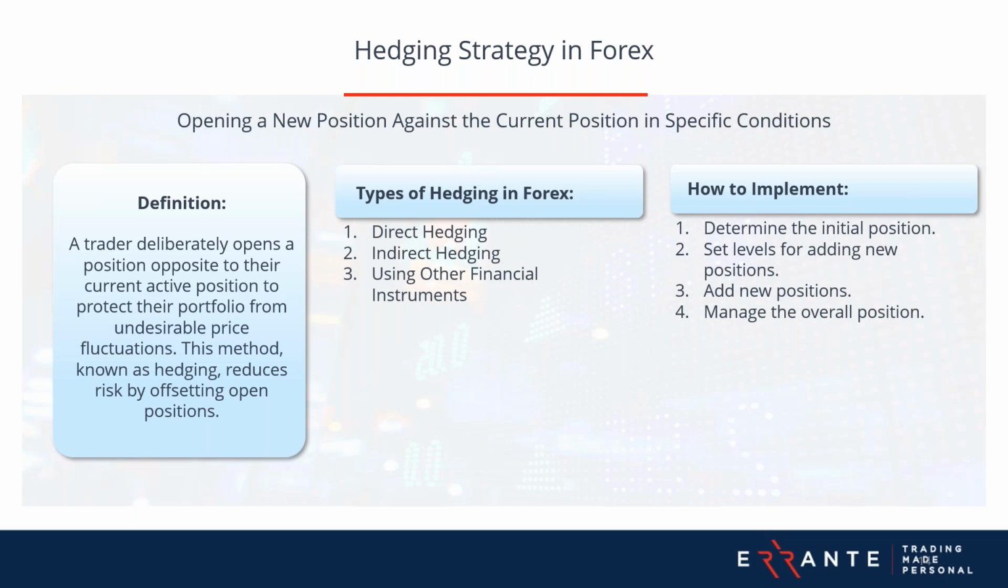And step 4 is managing the overall position. Keep a close eye on both the initial and hedging positions. Adjust your trades as necessary to ensure that the hedging position effectively offsets potential losses from your initial trade. This might involve tightening stop loss levels or closing the hedge if the market stabilizes.